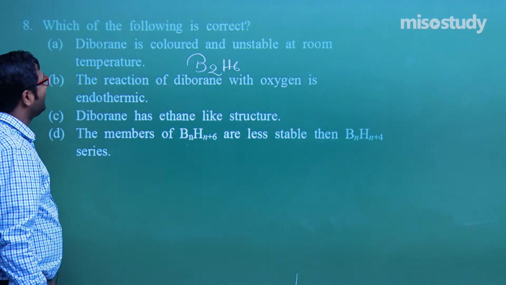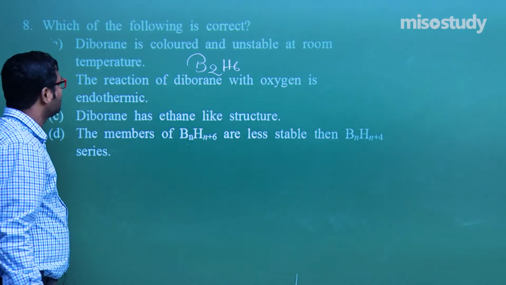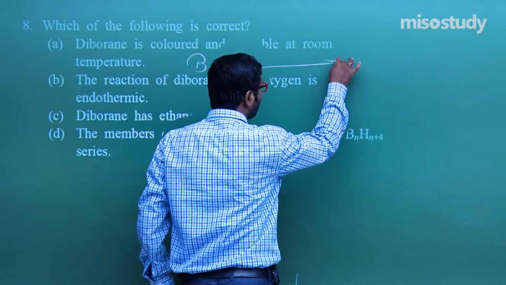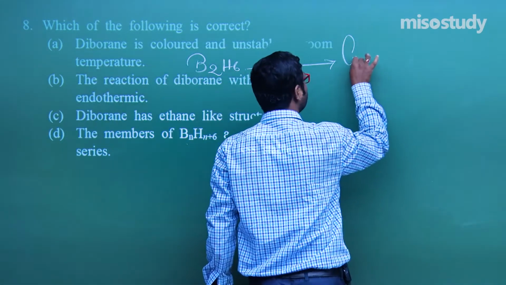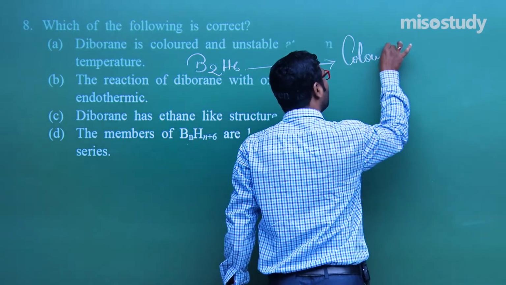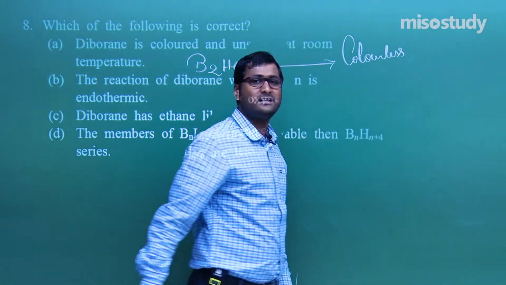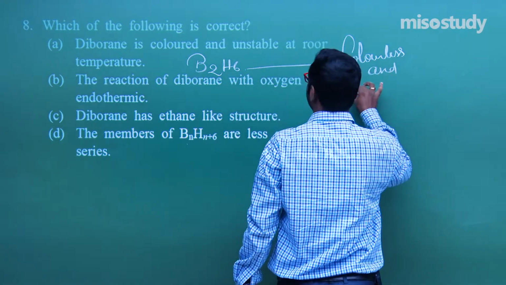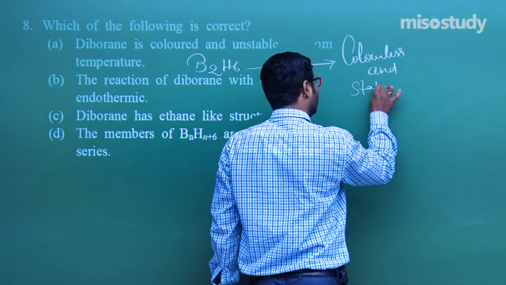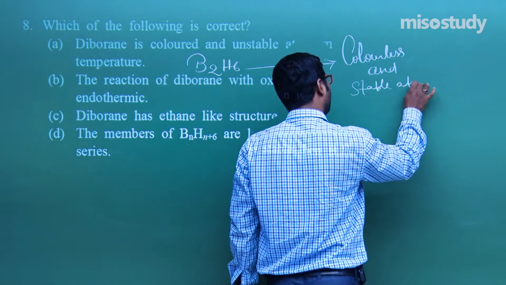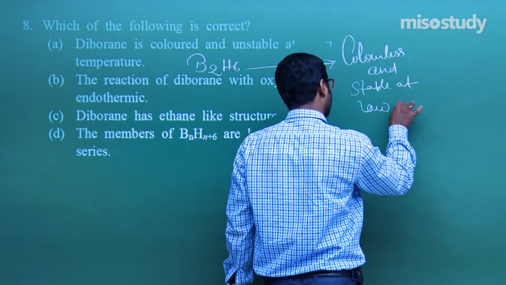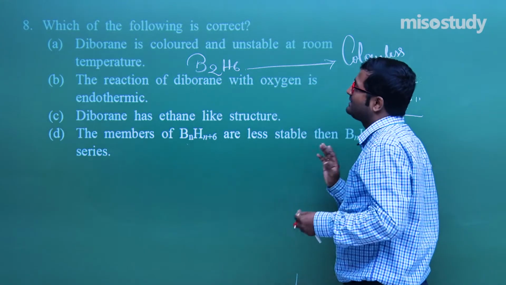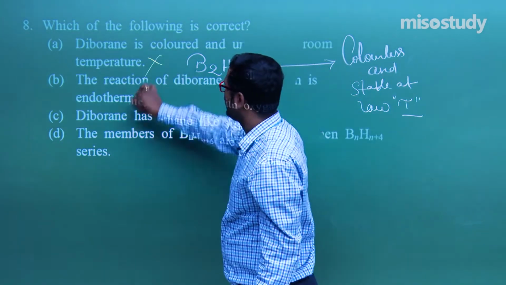Option A: diboron is colored and unstable at room temperature. Sir, it is totally wrong. The physical property of diboron is that it is colorless and stable at low temperature. Clear to you? This is the correct statement. So we can say the first one is not the correct answer.